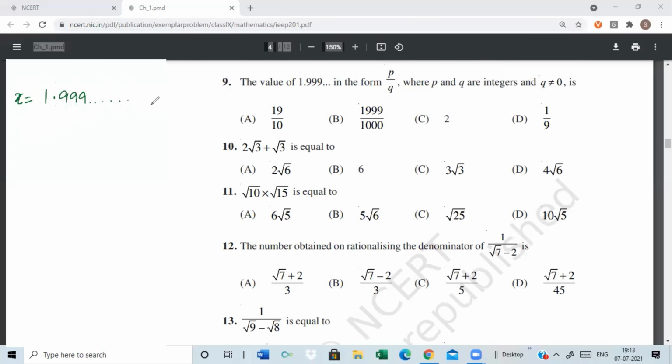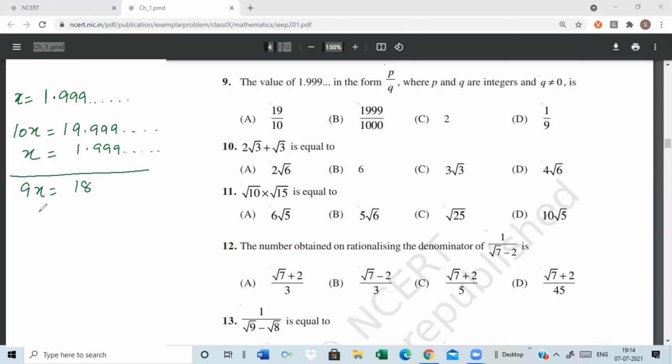Now multiply this by 10. So we get 10x equals, now when we multiply this by 10, the decimal is shifted to the right by one digit, so it becomes 19.999. Because it goes to infinity, after the decimal it will be the same thing. From this we subtract x, which is 1.999 repeating. Now from 10x you subtract x and we get 9x equals 18, right?